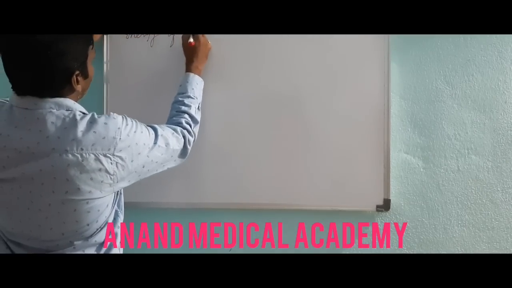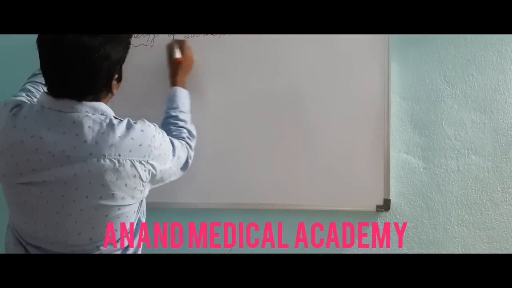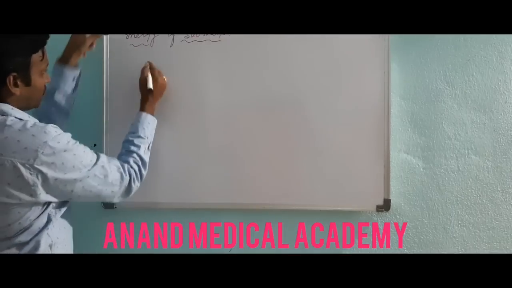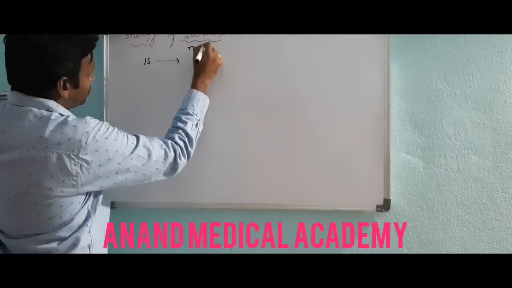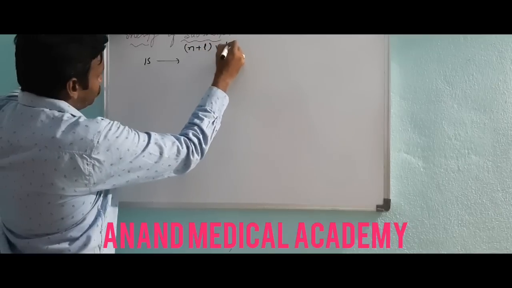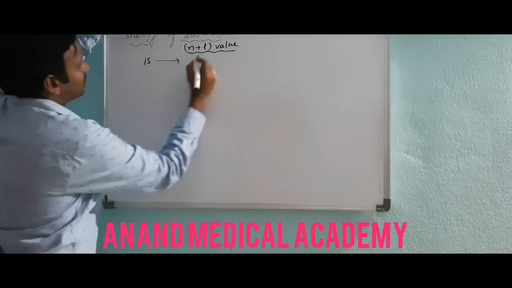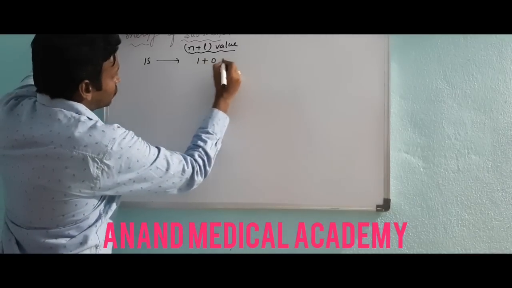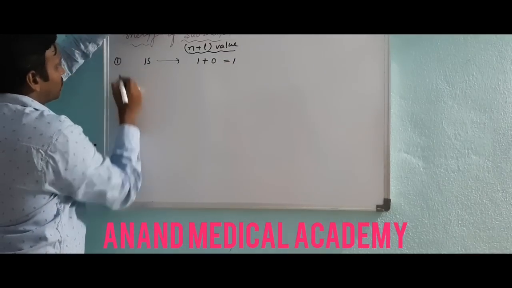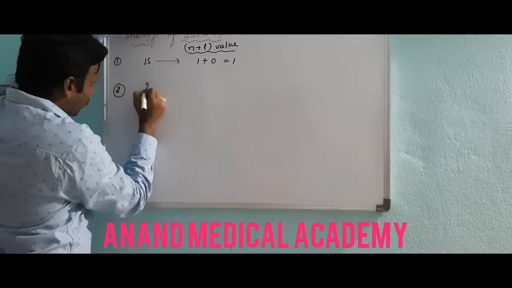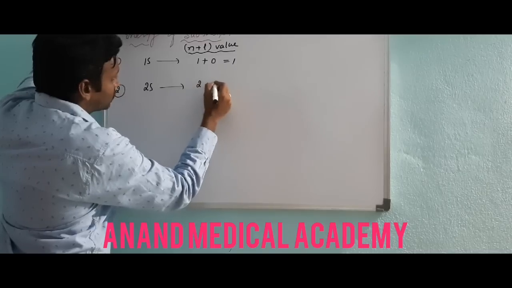Energy of those subshells, let's see now. For 1s, what is the n plus l value? For 1s, the n plus l value is 1 plus 0, this is 1. Okay, this is the first one. And the second one, 2s: the n plus l value is 2 plus 0, 2.